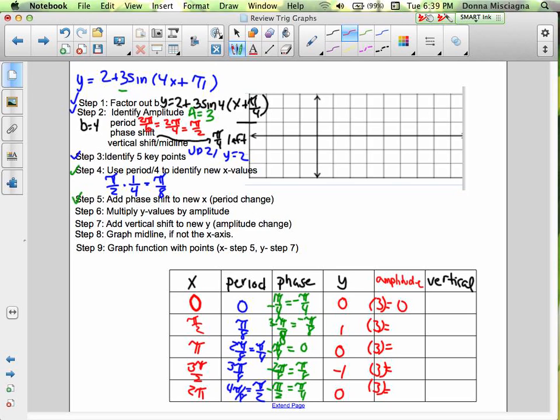So 0 times 3 is 0. 1 times 3 is 3. 0 times 3 is 0. Negative 1 times 3 is negative 3, and 0 times 3 is 0. So done that. Now we just need to add the vertical shift, and that will be pretty easy as well. We're just adding 2, and so that's not very difficult. So the hardest thing was adding in the phase shift, and it usually is the hardest thing.